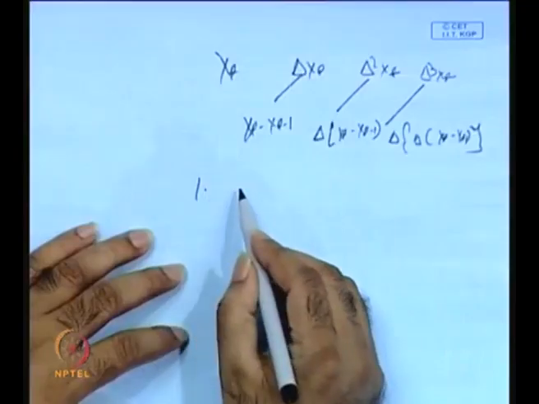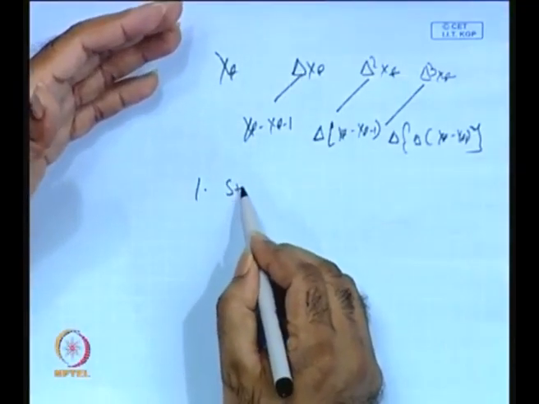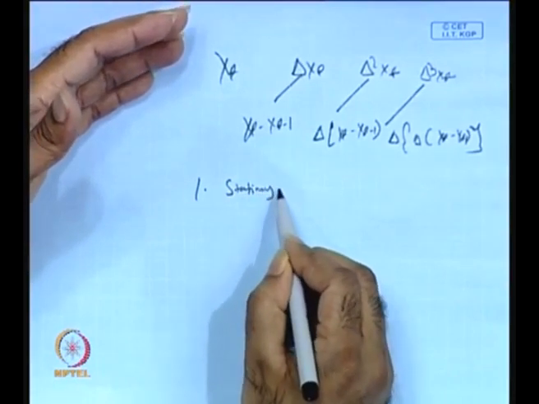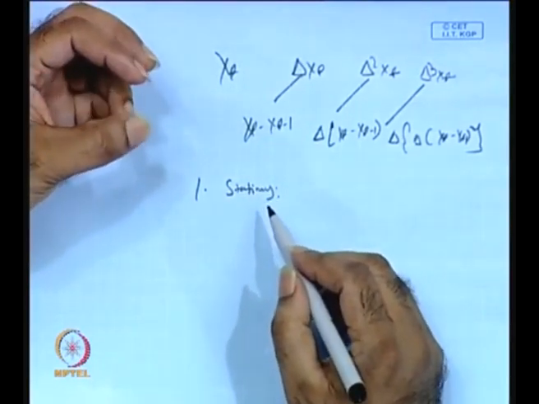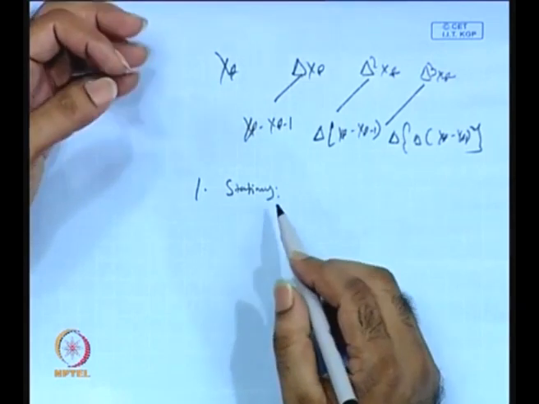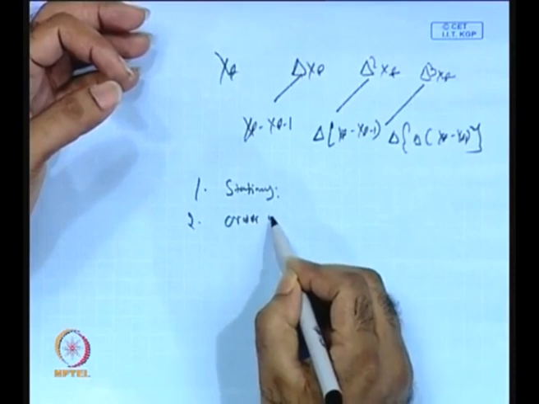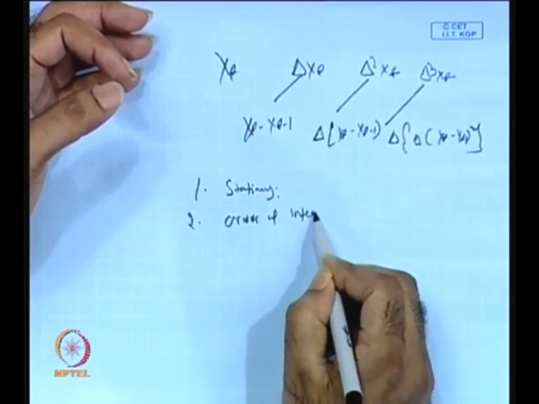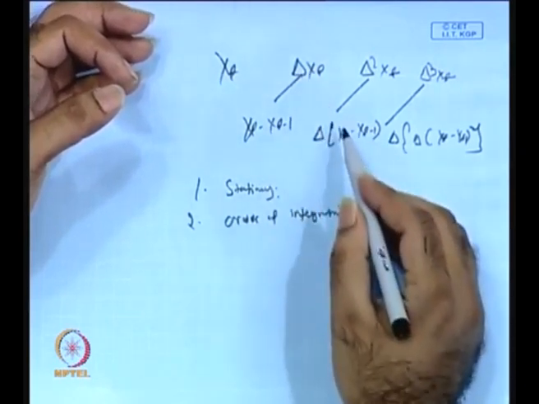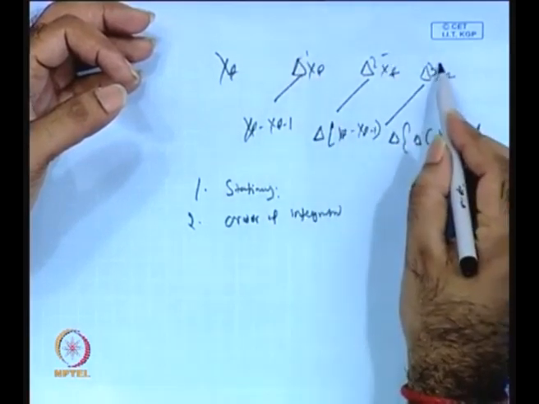Unless you know the order of integration, obviously it is very difficult to fit particular models, particular causality models. All right. So, there are three problems. First is to know the stationarity, that is, the stationarity problem of the time series data. The second problem is the order of integration, like this one, this is order 1, this is order 2, this is order 3.